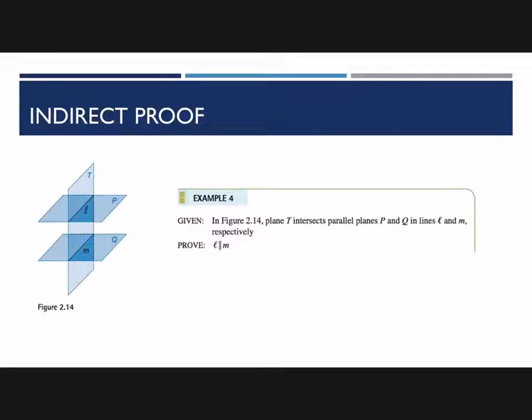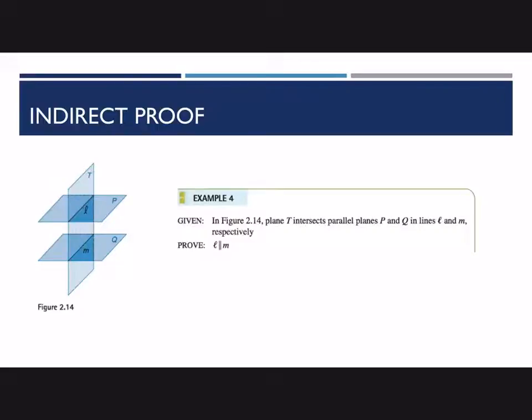Okay, so let's try our own indirect proof. This is example 4 from the textbook. All right, so we are trying to prove, let's see, the given is that in this figure, plane T intersects parallel planes P and Q in lines L and M respectively. And we are trying to prove that that means L and M are parallel lines.